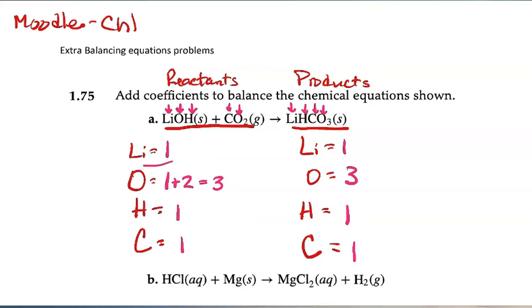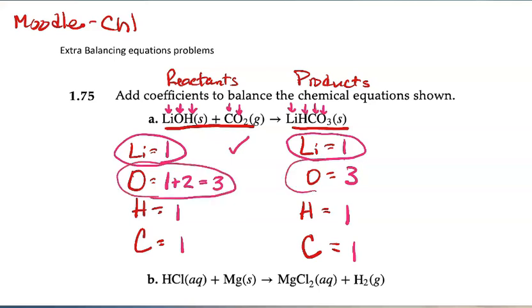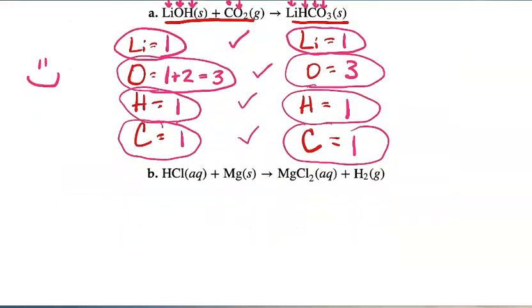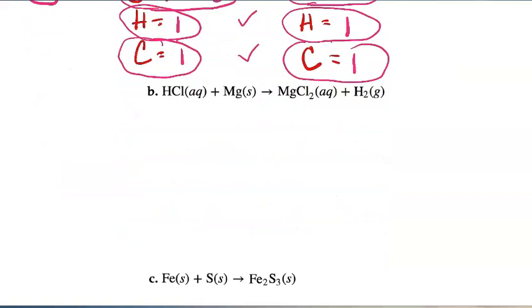So now what you want to do is check. Does the number of atoms of the element in the reactants equal the number of atoms of that element in the products? And the answer is yes for lithium. Then we check oxygen. Compare reactants to products. They're equal. Hydrogen, reactants to products, equal. Carbon, reactants to products, they are equal. So this one is balanced. We didn't even have to do anything. It was already balanced. You won't see that on an exam.